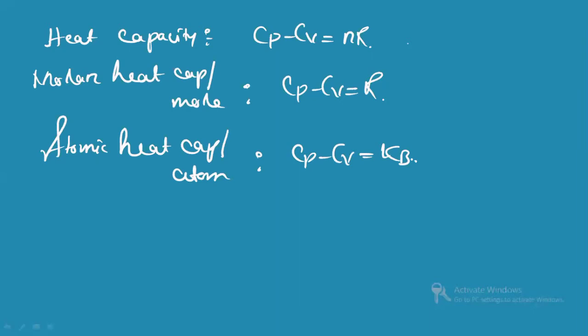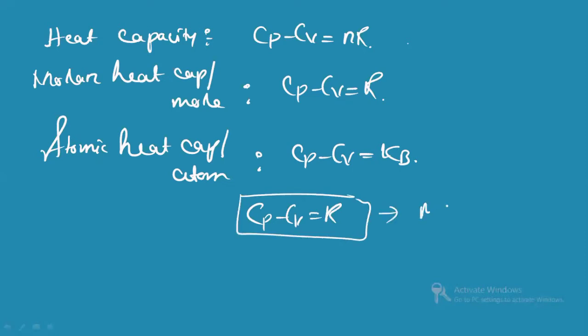R is the gas constant we know. Cp is the specific heat at constant pressure. Cv is the specific heat at constant volume. We know that Cp minus Cv equals R. This is the well-known Mayer's equation. Yes or no? This is the well-known Mayer's equation. Now you see here Cp is greater than Cv.